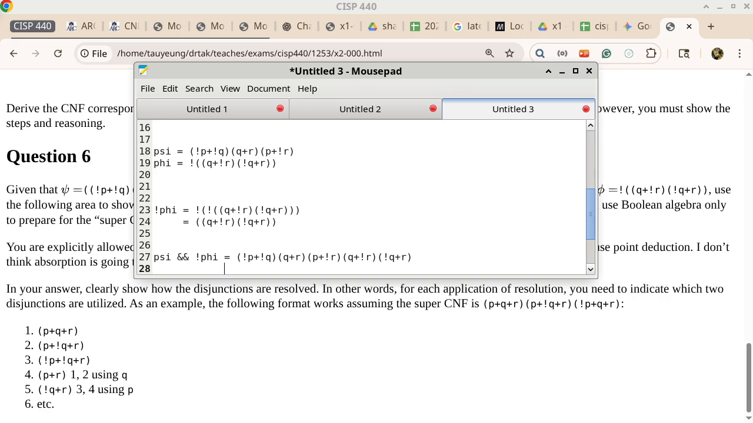So now we look at this and try to perform resolution. Show me what we are going to do in terms of trying to do the resolution.